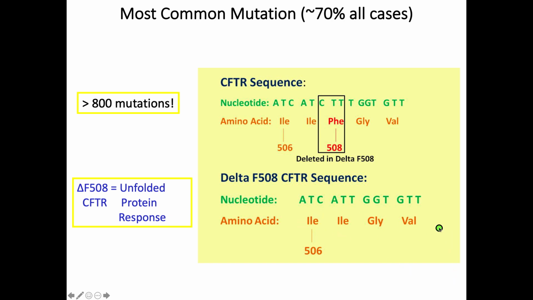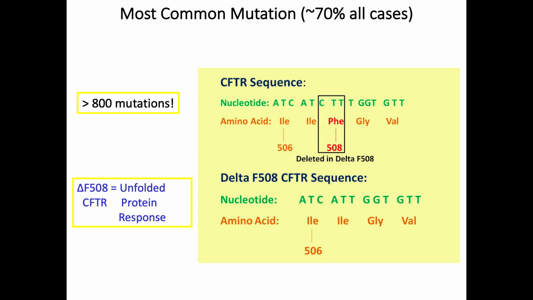All the amino acids are different. So here you have isoleucine, then phenylalanine, glycine, valine, and after isoleucine, now you have a glycine, valine, and this is basically the delta 508 sequence. Now what happens if you have that problem of deleting that? This will lead to the unfolded protein response. Just due to that deletion, the protein will not fold properly.